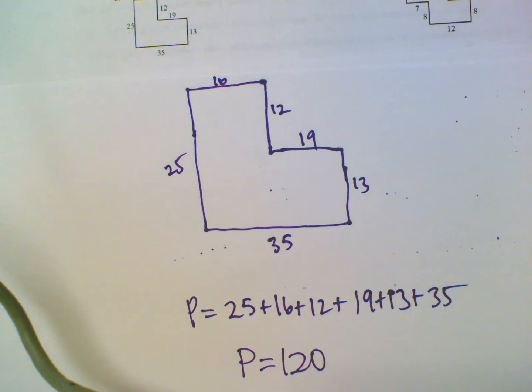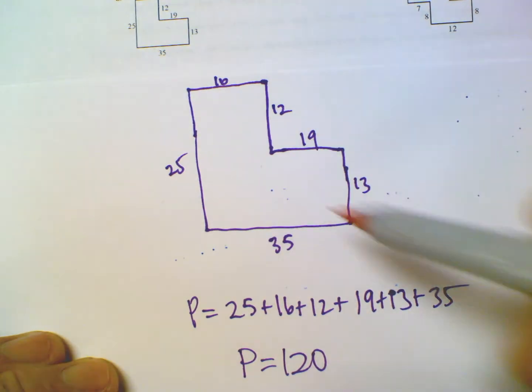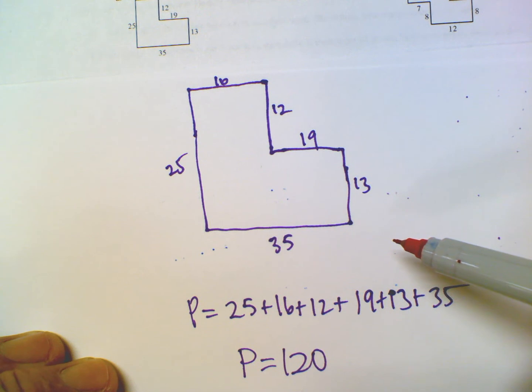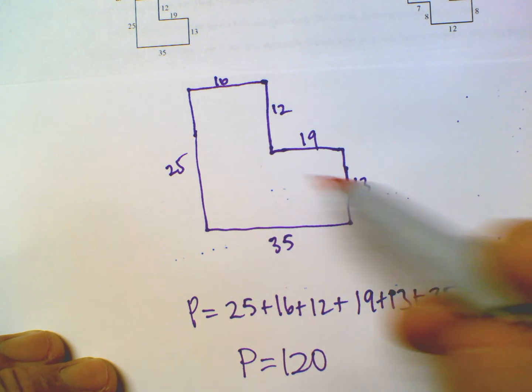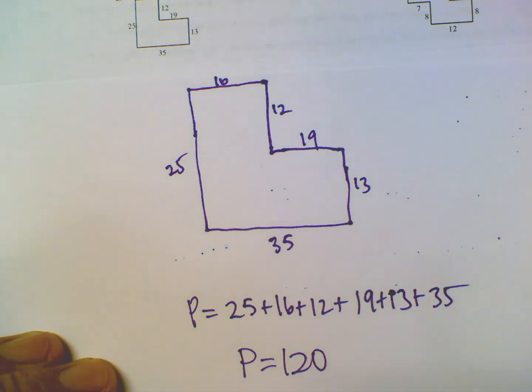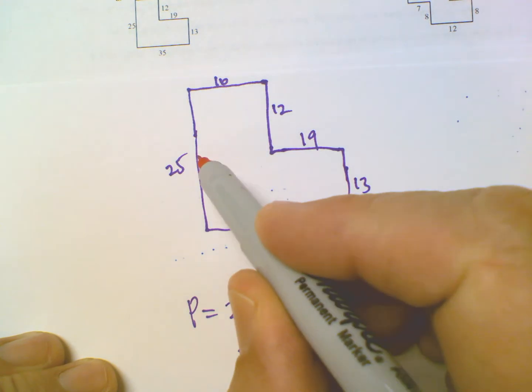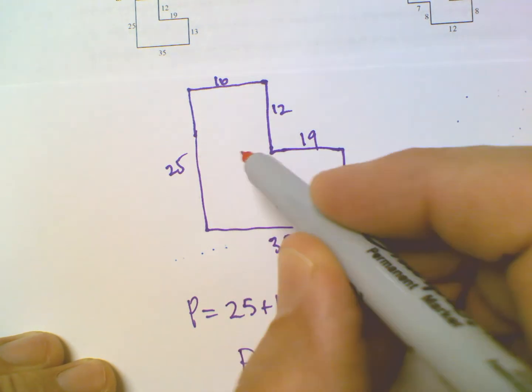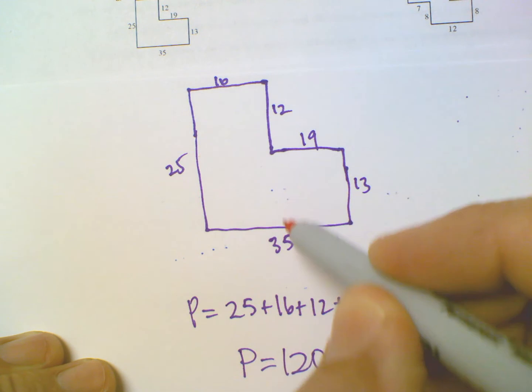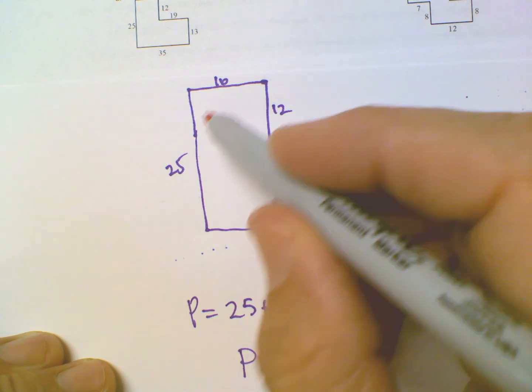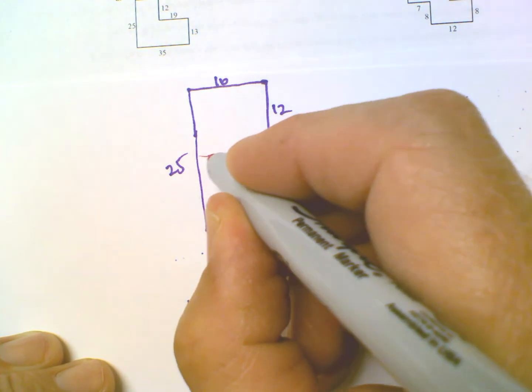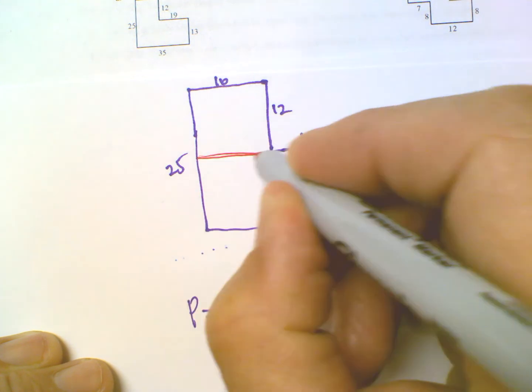So area is a little trickier though. Area, remember, area is the stuff inside. So you're looking at, we have a figure that is not a regular figure. There's a couple ways to do this. I'm going to do two ways. So one way would be to take this and cut this, like either maybe cut it here or cut it here. Either place you could cut it and have two rectangles. So I'm going to cut it right here, and now I have two rectangles.